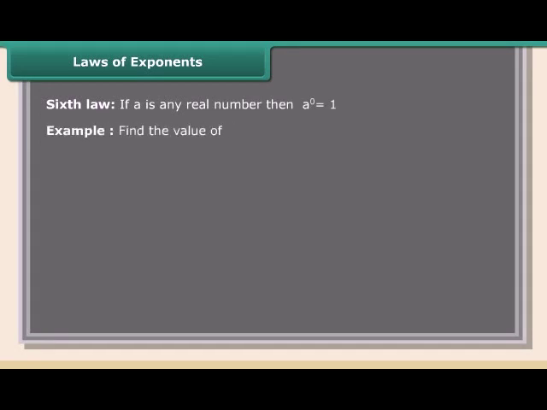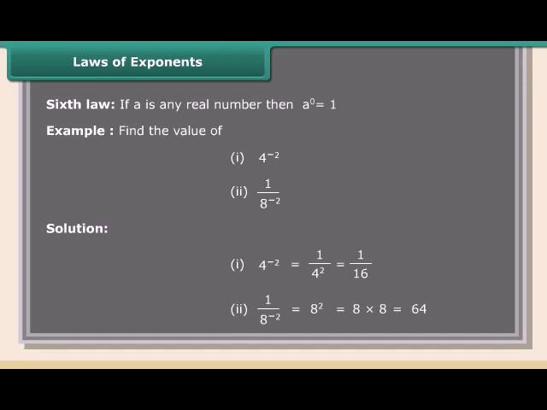Sixth law. If a is any real number, then a^0 is equal to 1. Example, find the value of 4^(-2) and (1/8)^(-2). Solution, 4^(-2) is equal to 1 upon 4^2, which is equal to 1 upon 16. (1/8)^(-2) is equal to 8^2, which is equal to 8 into 8, equals 64.